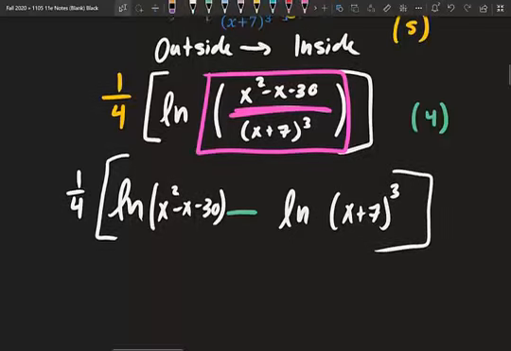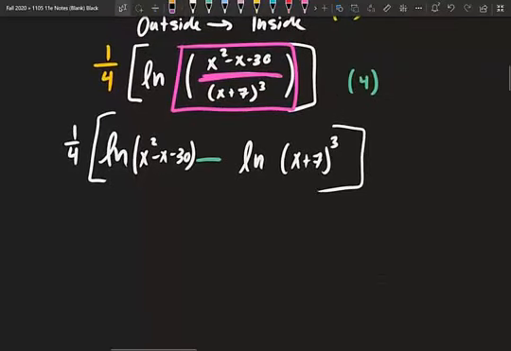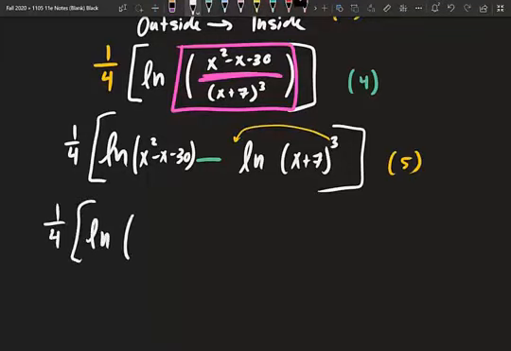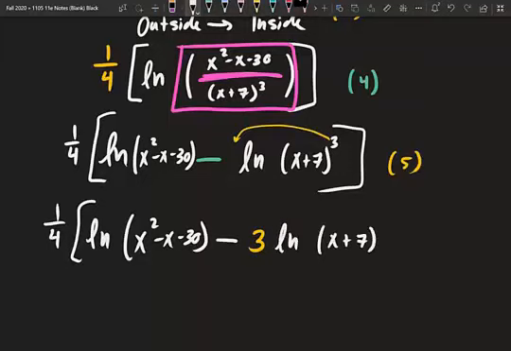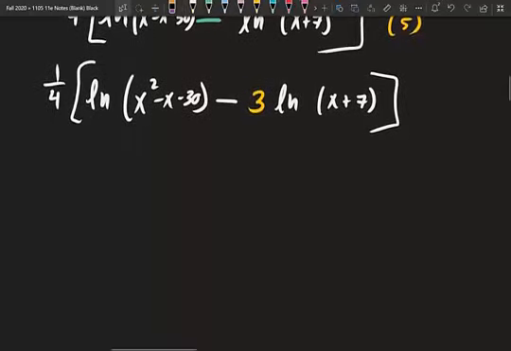Now we see if there's anything more we can do. We can move over the exponent. We can move it over using property 5. So we'll have 1/4 ln x squared minus x minus 30 minus 3 ln x plus 7. Now we have to see if we are done. Can I move any exponents? Can I simplify anything? Can I do anything at all? We can. We can factor the trinomial.